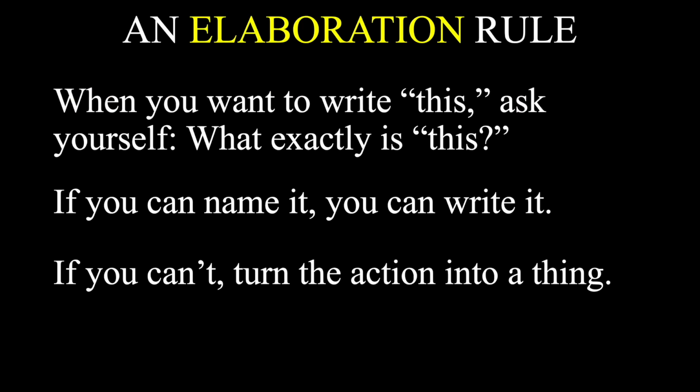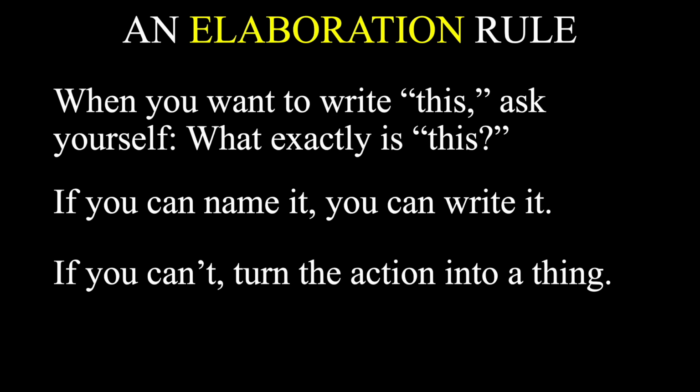So the rule is, when you're elaborating, when you're explaining evidence you've provided, when you're adding more detail, more explanation to something, when you want to write the word this at the beginning of a sentence, ask yourself what exactly this refers to. If you can name it, if you can answer that question, what is this? Then you can write it. And if you can't answer that, here's how you do it. You turn the action into a thing.